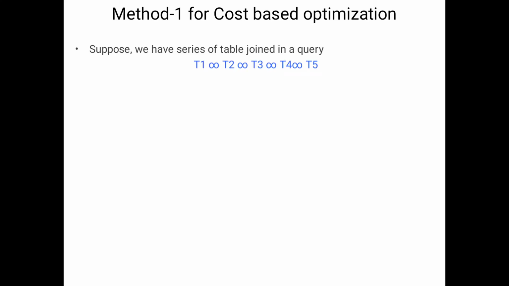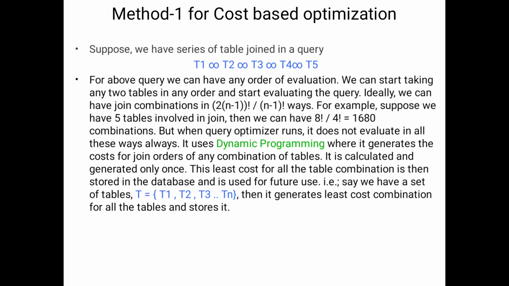In cost based optimization, we have two different methods available. For the first method, suppose we have five tables available. Now we will see how to merge these five tables. Suppose we consider the normal evaluation. First we merge T1 and T2. After that, we merge the result of T1 and T2 with T3, then T4, then T5.